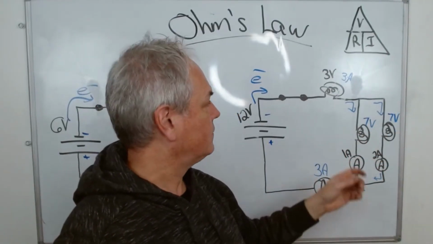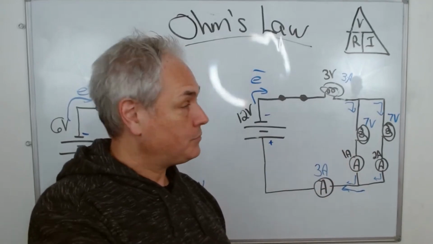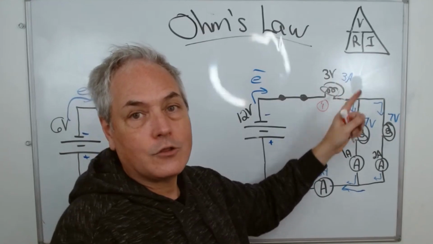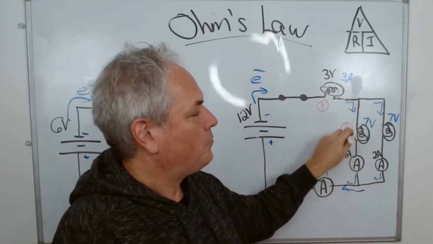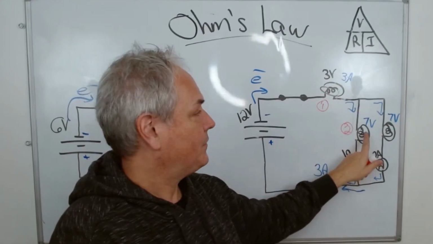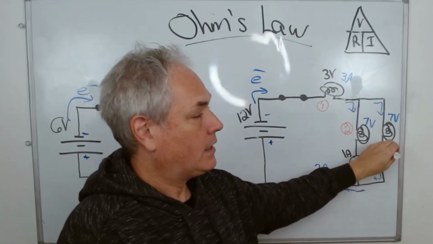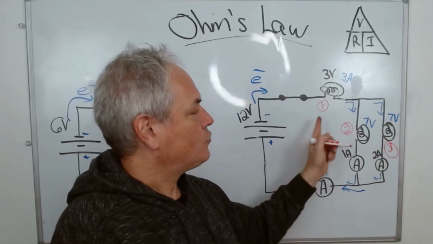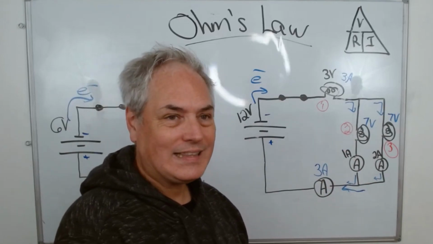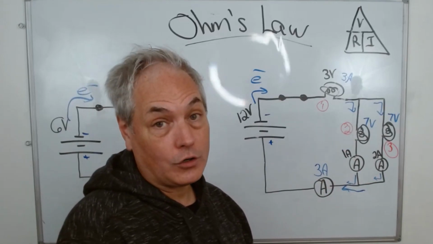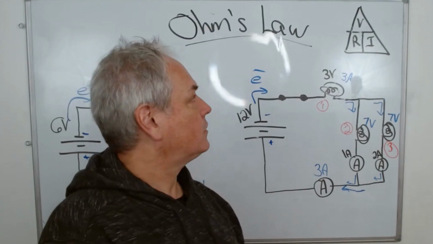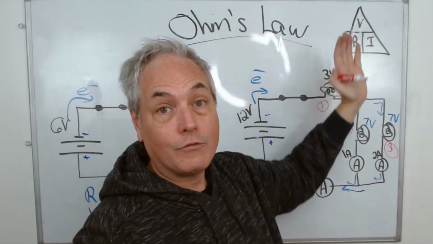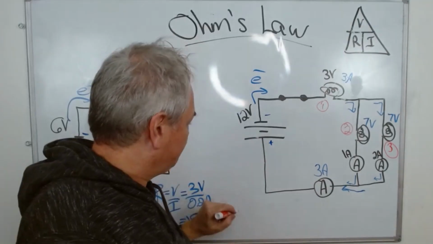So here's what's interesting, because here we have 3 bulbs. Bulb number 1 with 3 volts and 3 amps. Bulb number 2 with 1 amp and 7 volts. And bulb number 3 with 7 volts and 2 amps. So that means we have 3 bulbs that each have a different resistance. Let's see if we can find that out. We're looking for the resistance again. Therefore, it's V over I. Let's see if we can calculate.